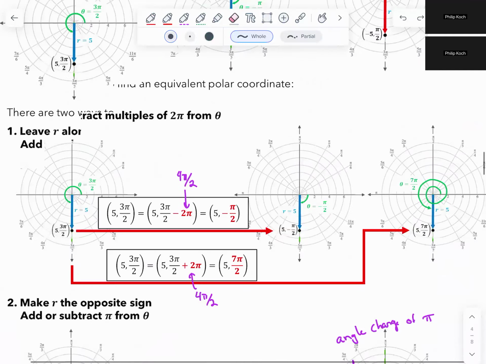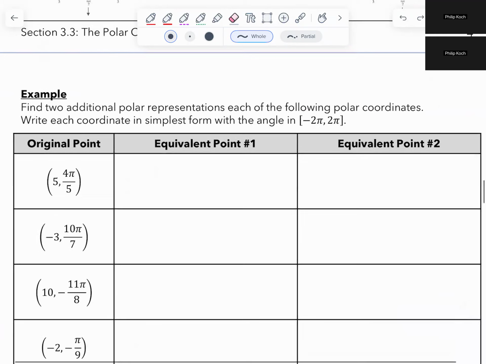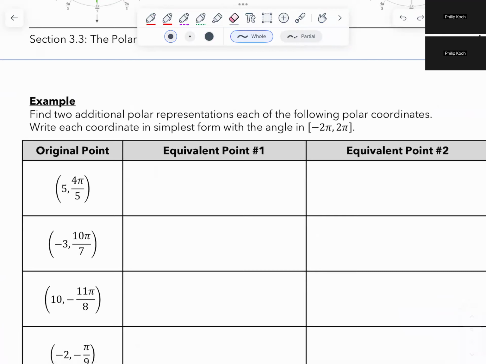So find 2 additional polar representations of each of the following polar coordinates. Write each one in the simplest form with an angle between negative pi over 2 and pi over 2. So for here, just because it's going to be useful for reference, negative 2 pi to 2 pi would be equal to negative 10 pi over 5 to 10 pi over 5.